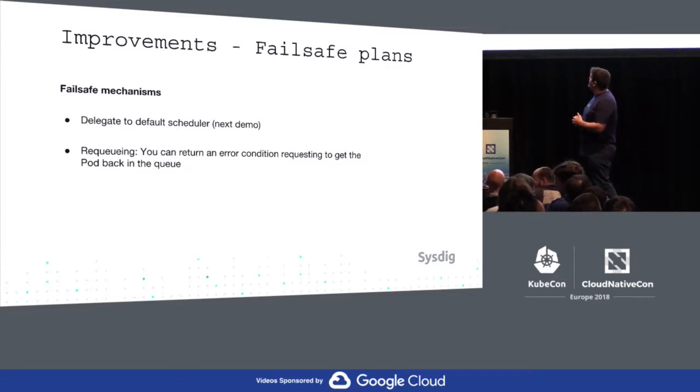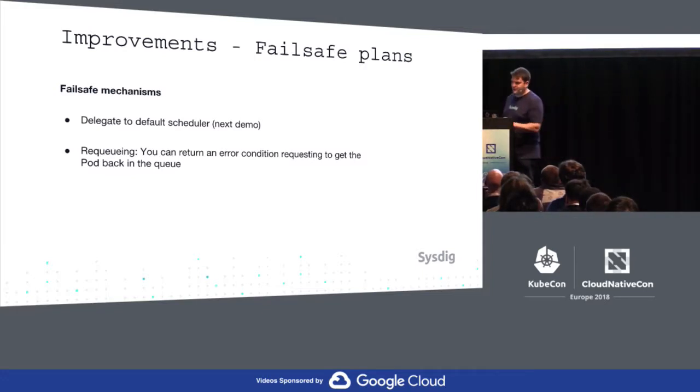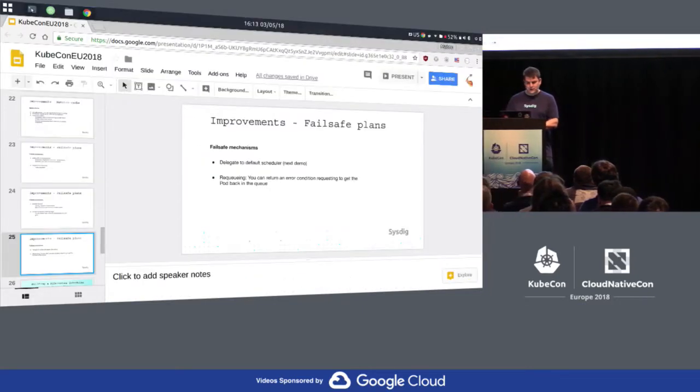Another thing that you can do is requeuing. If your main method returns a certain error code, the API will understand that it needs to put the pods back into the pending queue. You can do that. I never tried it myself, but you can do that.